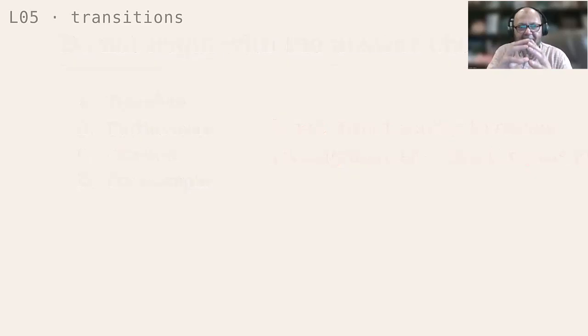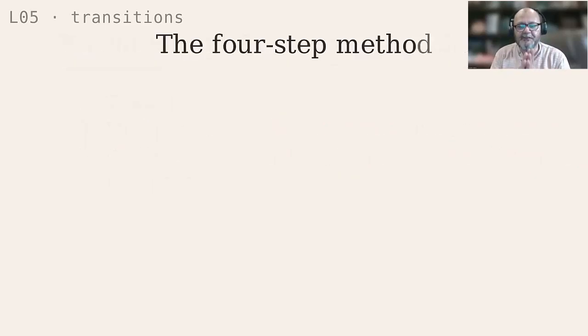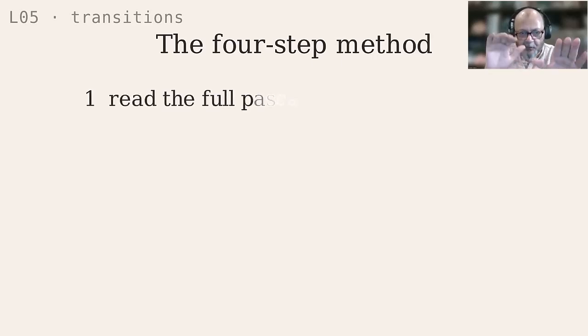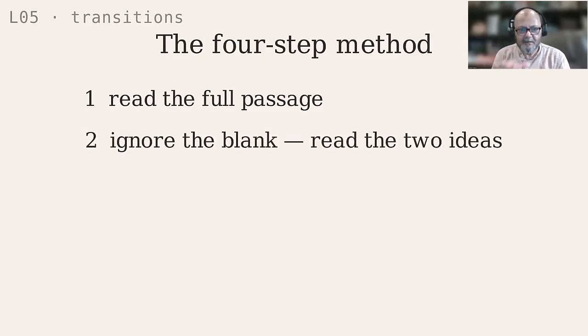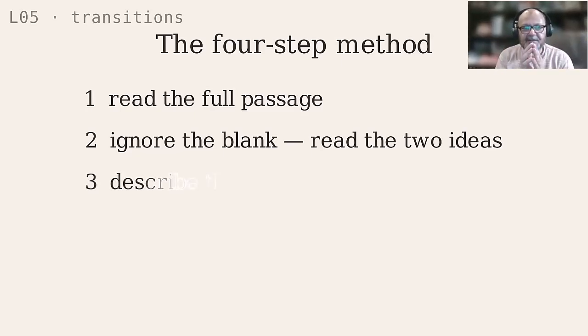So here is the method you should use on every transition question, all right? And these are 4 steps. You may want to write it down. Step 1, read the full passage. Do not read only the sentence that contains a blank. The relationship may depend on the information from the previous sentence, right? Step 2, ignore the blank. Read the 2 ideas separately. Step 3, describe the relationship using simple language.